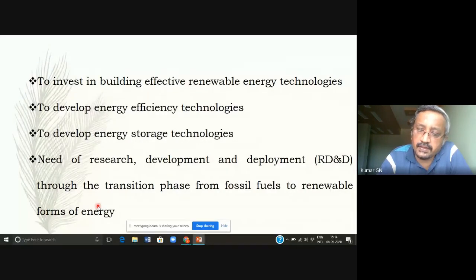The second one, as I said, when we are constructing a building, we have to see that natural light or natural air should come. Okay, that is one aspect.